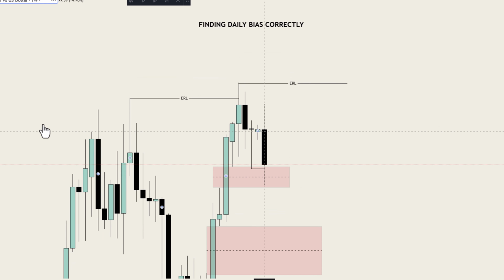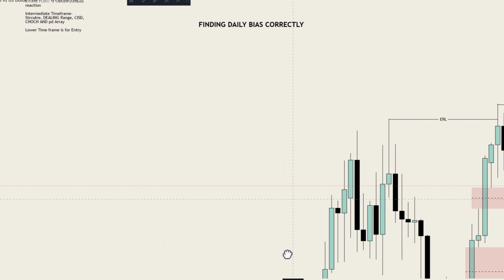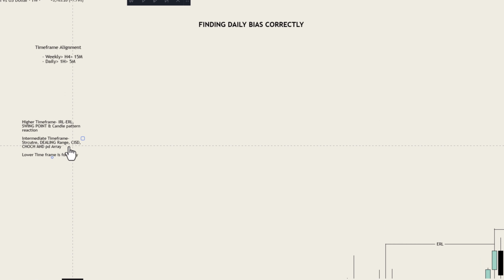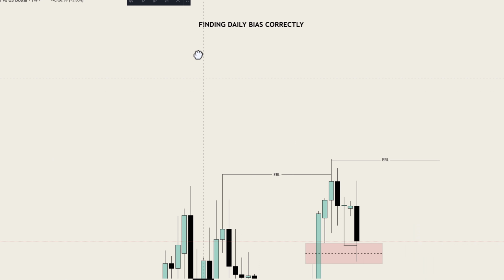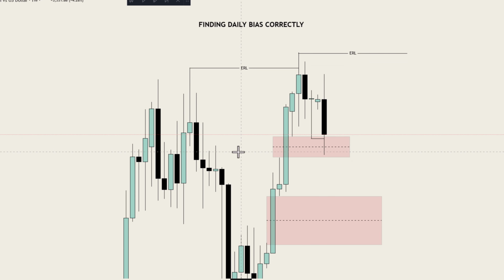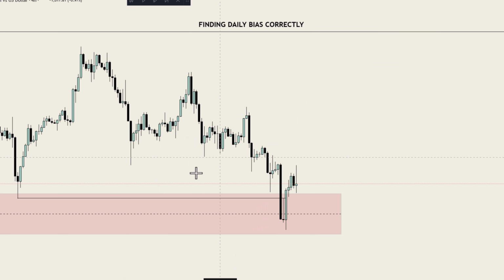And we said for the 4 hours time frame, we have what we call the intermediate time frame, and that's where we're going to talk about structure. We're going to talk about daily range, change in the state of delivery, PD arrays, and change of character. So let's go to the 4 hours time frame and see what the 4 hours time frame is doing. Here is our 4 hours time frame, and this is the internal range liquidity we've marked on the weekly, and this is the swing low on the weekly that price has taken.